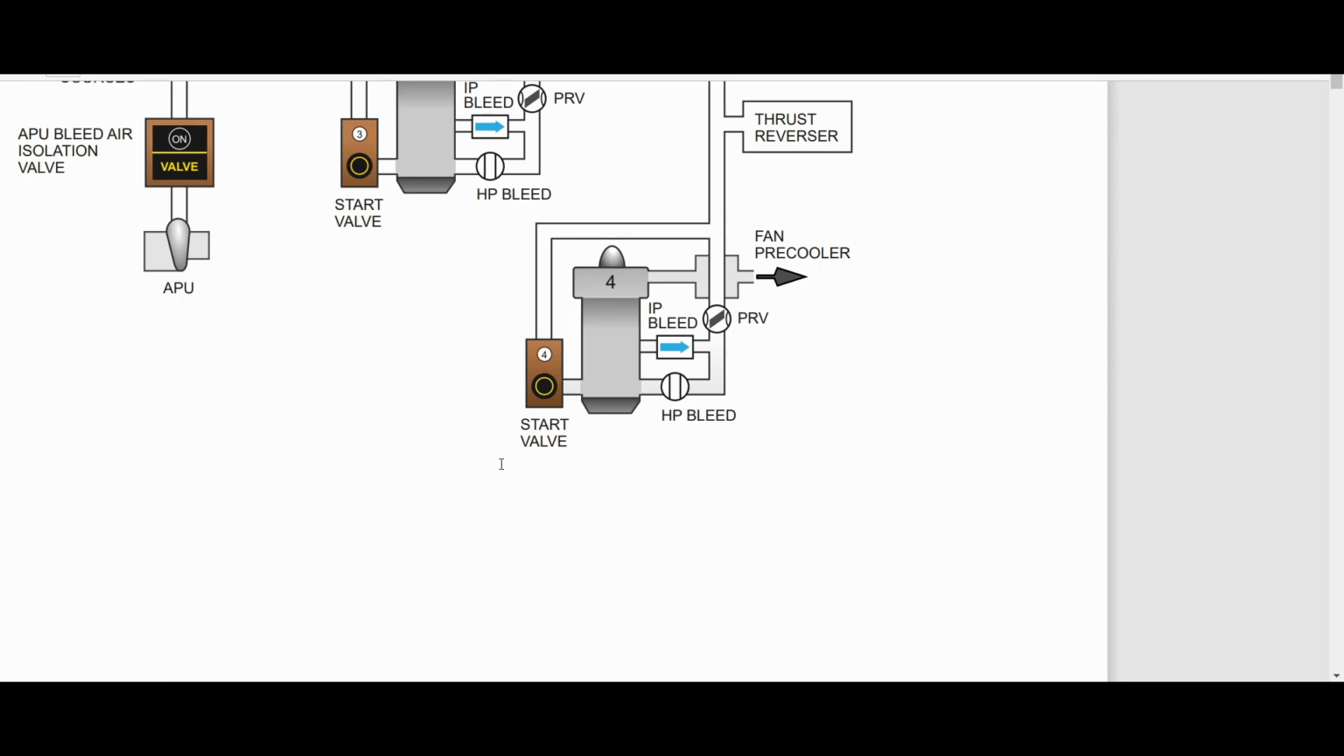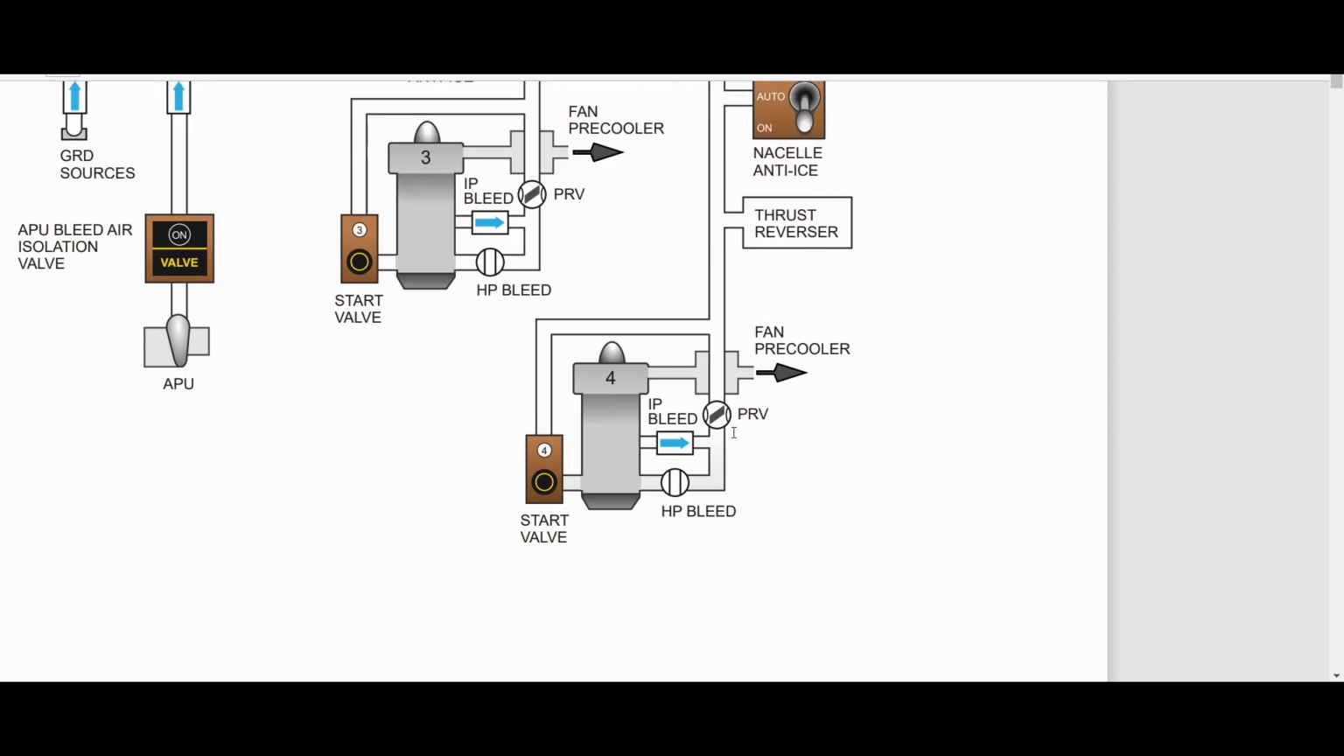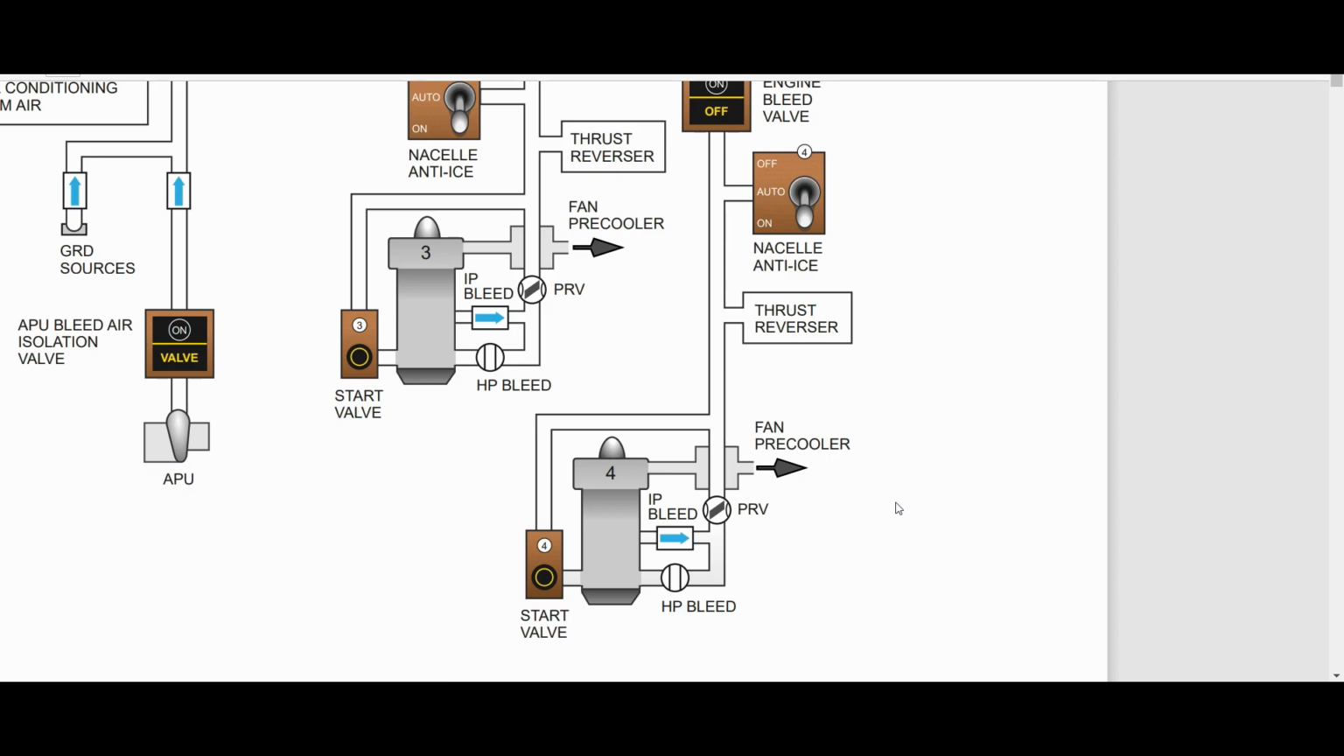Bleed air is available for nacelle anti-ice operation with the engine bleed air switch on, except when the PRV has failed closed or the PRV has been closed due to a bleed air overheat or the start valve is not closed. So let's go up to, here's nacelle anti-ice. Okay. Bleed air is available for nacelle anti-ice operation with the engine bleed air switch off, except when the PRV has failed closed or the PRV has been closed due to bleed air overheat, or the start valve is not closed, or the high pressure bleed valve is failed open.